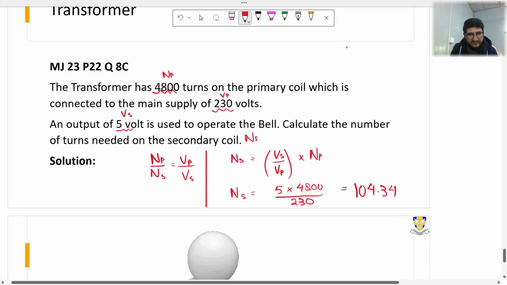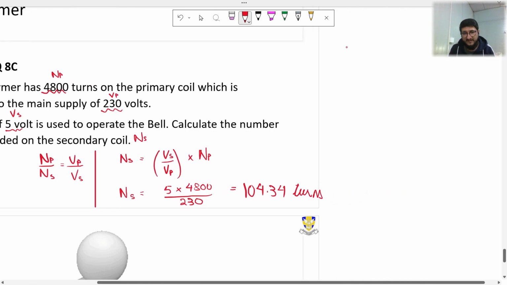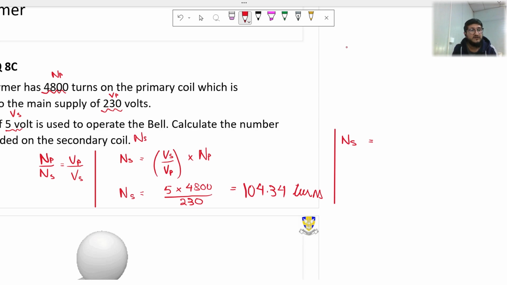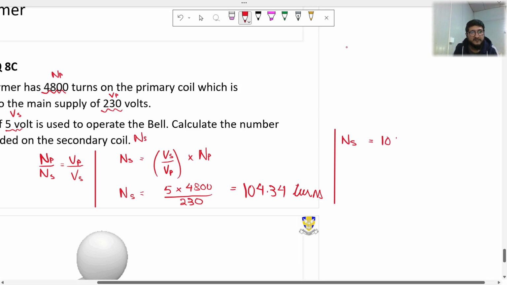104.34 turns. First thing is that our turns can't be in a decimal form, so we have to round it off. Second thing is that in physics, the examiner basically expects you to give the answer in two significant figures. If you do not give the answer in two significant figures, then he or she will deduct your marks. So we have to round off our answer to two significant figures. So the answer for this question is going to be 100 turns.